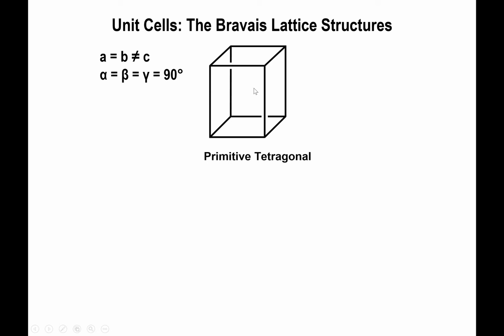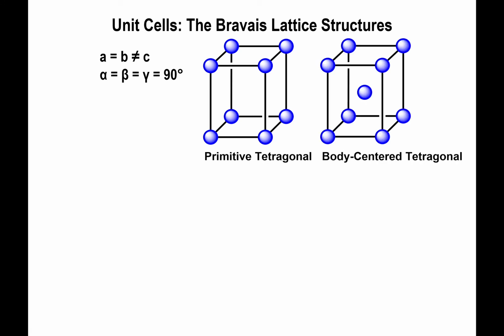Then you have other ones that are truly rectangular, where all of the angles are 90 degrees, not to be confused with the hexagonal, where one of the angles is 120. But one of the sides has a different length associated with it. Notice here the height is longer than either the length or the width of the cube. So we call this a tetragonal structure. If you have atoms only in the corners, you're dealing with a primitive tetragonal structure. If you have one in the middle, in addition to the corner atoms, we call this the body-centered tetragonal structure.